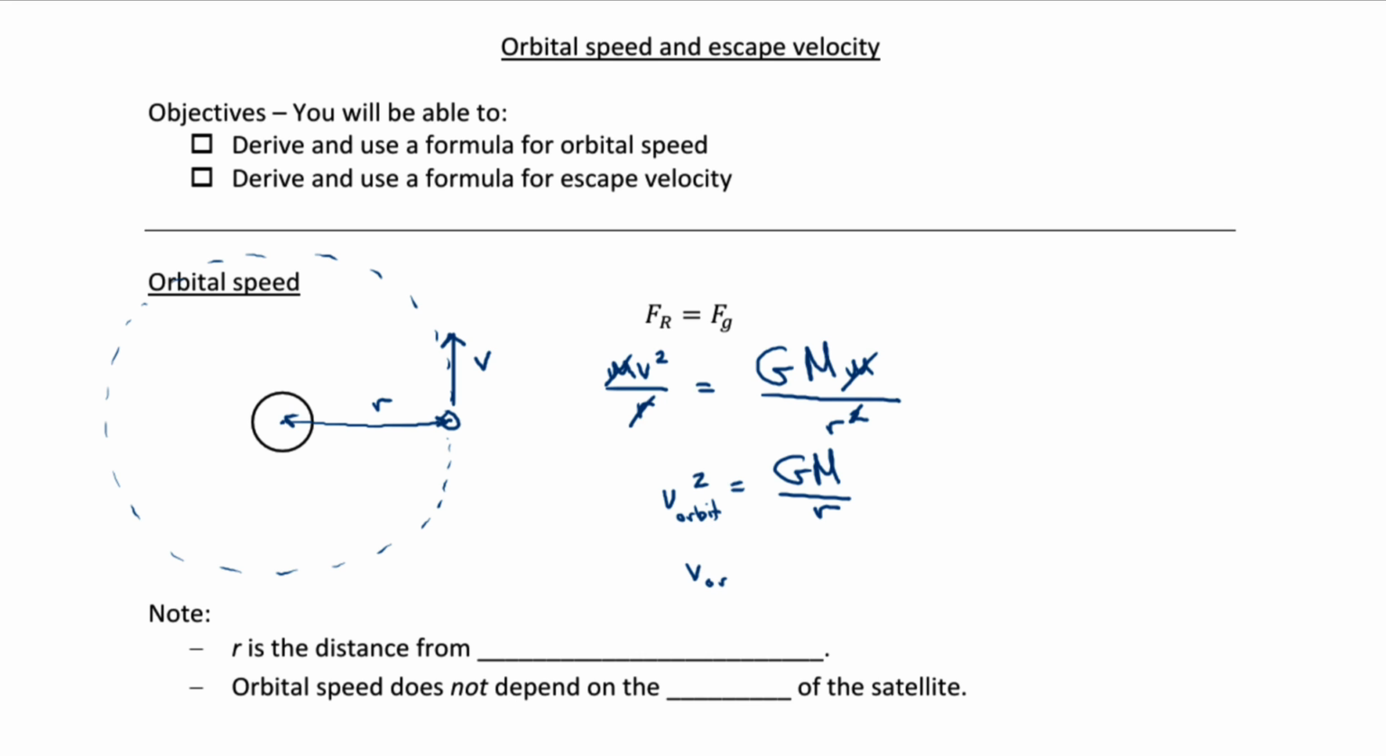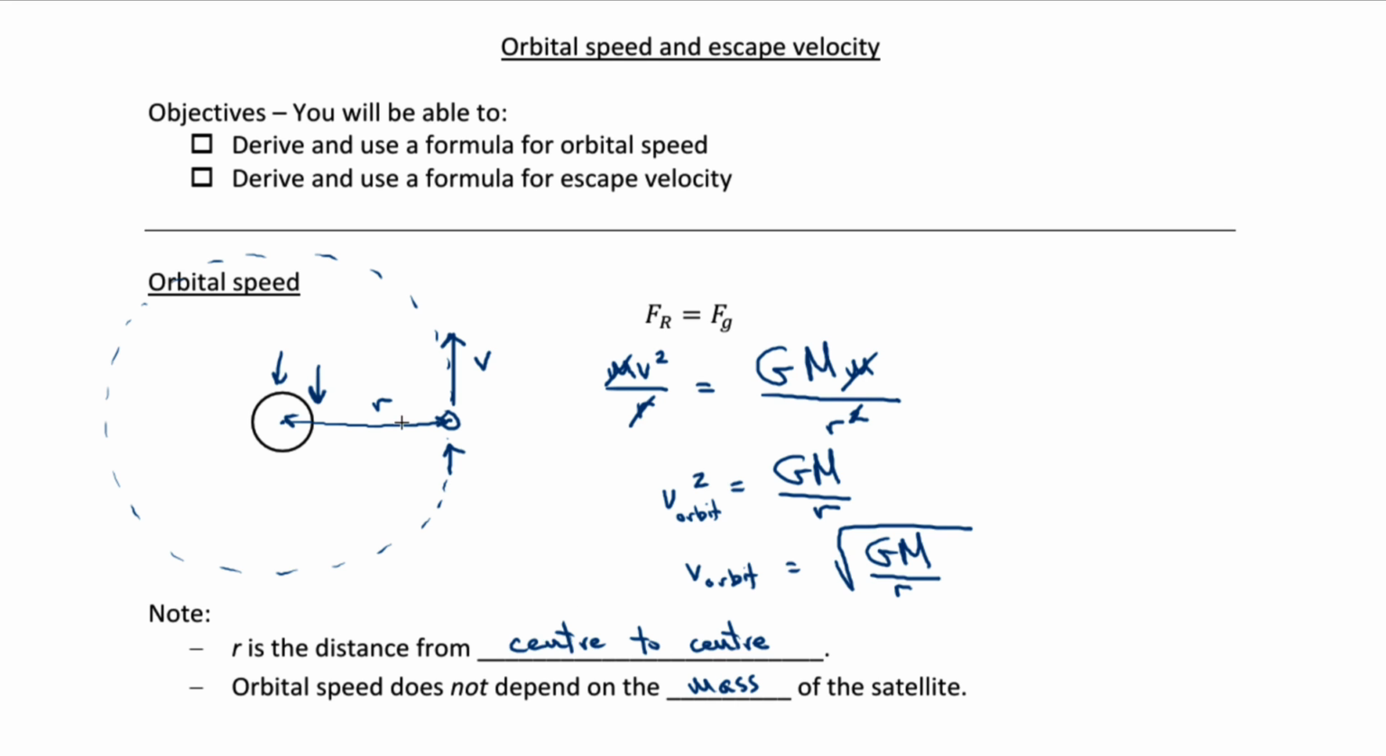Solving further, we get that the orbital speed, that tangential speed, is equal to the square root of G, our constant, times the mass of the central planet over r, the center-to-center distance. Again, remember that r is the distance from center to center. It's important to remember that because sometimes problems will ask you for the height above the surface of the planet, which is here, and that's not the distance r. The distance r is from center to center, so you just need to do a little bit of arithmetic to work out the difference.